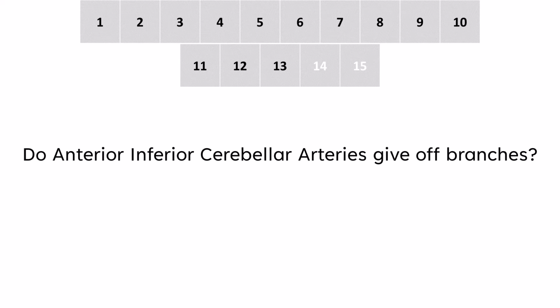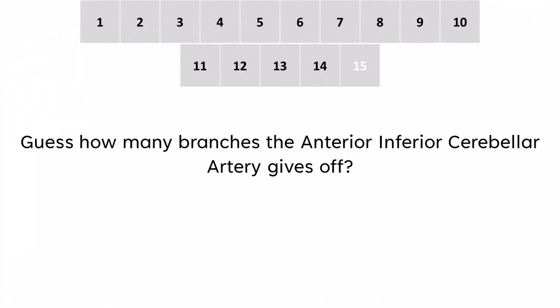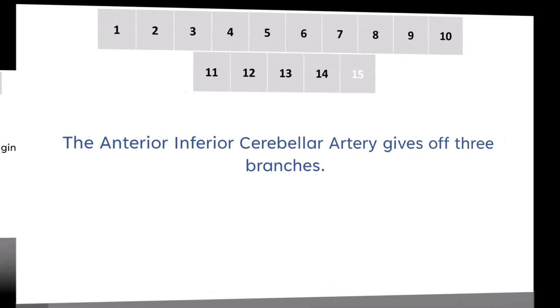Do Anterior Inferior Cerebellar Arteries give off branches? Yes, the Anterior Inferior Cerebellar Arteries give off branches. Guess how many branches the Anterior Inferior Cerebellar Artery gives off. The Anterior Inferior Cerebellar Artery gives off 3 branches.